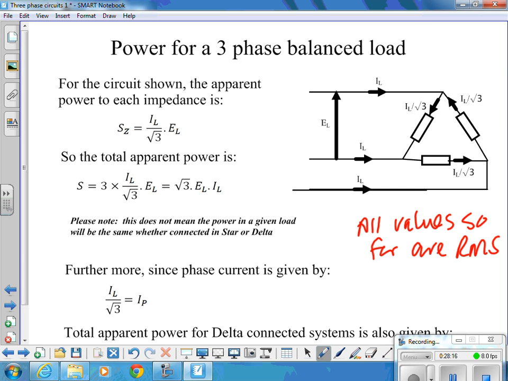Can anyone remember what that means? The equivalent DC value of an AC waveform, yes. That's the value that would give the same power as the same voltage in DC. If you want the peak, that's equal to root 2 times the RMS value of a waveform. And there's a question in the tutorial sheet this week that will require you to know that.